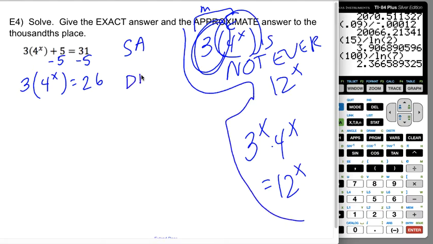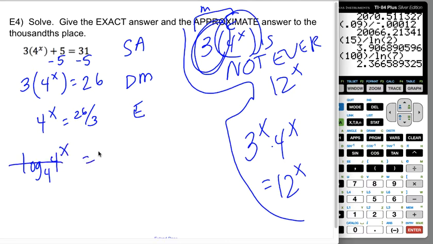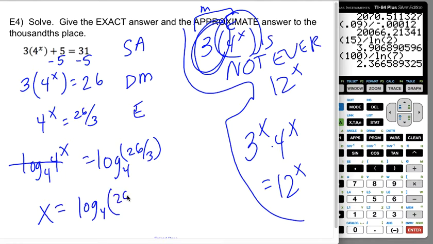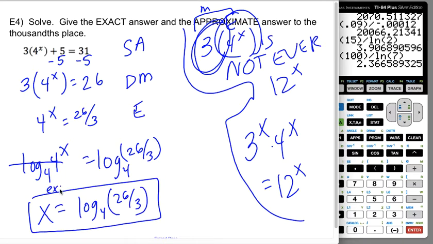I'm now going to do my division and multiplication and get 4 to the x equals 26 over 3, which stinks, but it is what it is, right? It's just going to stay 26 over 3. When I want to get rid of a 4 to the x, I do it using a log base 4. So the log base 4 of 4 to the x is going to cancel, and on this side I'm going to get log base 4 of 26 thirds. So my exact answer is the log base 4 of 26 thirds. That's it. Congratulations. That's my exact answer, right?